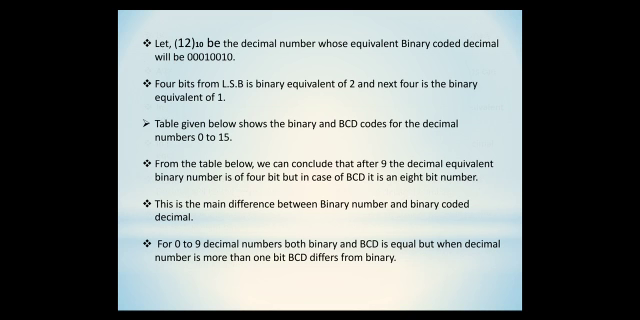So in tabular form we can see the binary as well as BCD code for the decimal numbers 0 to 50. From the table we can conclude that after 9 the decimal equivalent binary number is of 4 bits, but in case of BCD it is an 8 bit number. This is the main difference between a binary number and binary coded decimal, that is BCD. For decimal numbers 0 to 9 both binary and BCD are equal, but when the decimal number is more than 1 digit, BCD differs from binary.